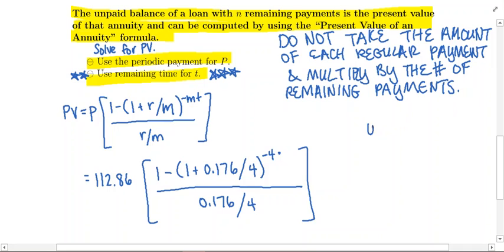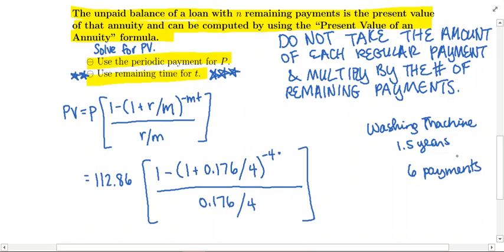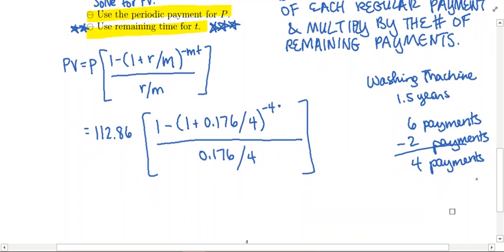So for your washing machine, remember, the original time you were supposed to pay this off in was 1.5 years. There were 6 total payments to start with. You were supposed to make 6 payments if you paid it off according to schedule. You made 2 payments before you decided, hey, I can pay this thing off. So there would have been 4 payments left. How much time would that have taken?